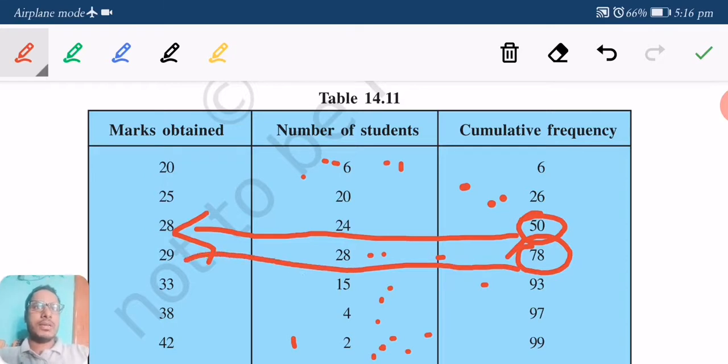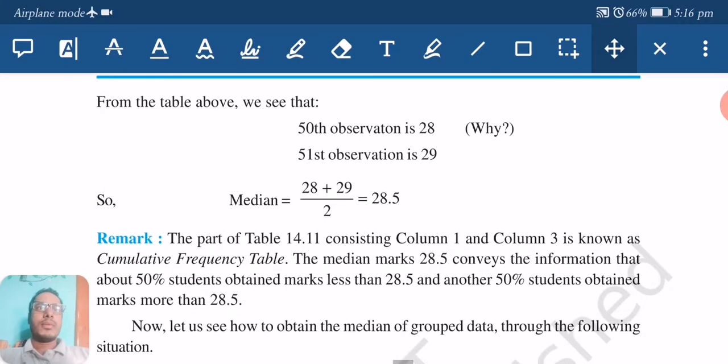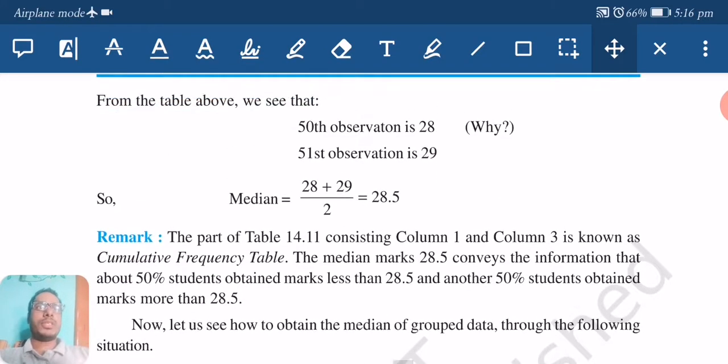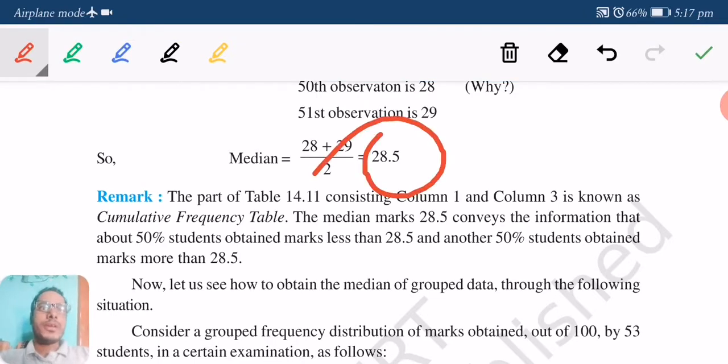78 will give you the 29th observation. So finding the average of 28 plus 29 will give you 28.5, which is the median of the given data. So this is how we have got the median of data which is given in the table, and finding the cumulative frequency of that.